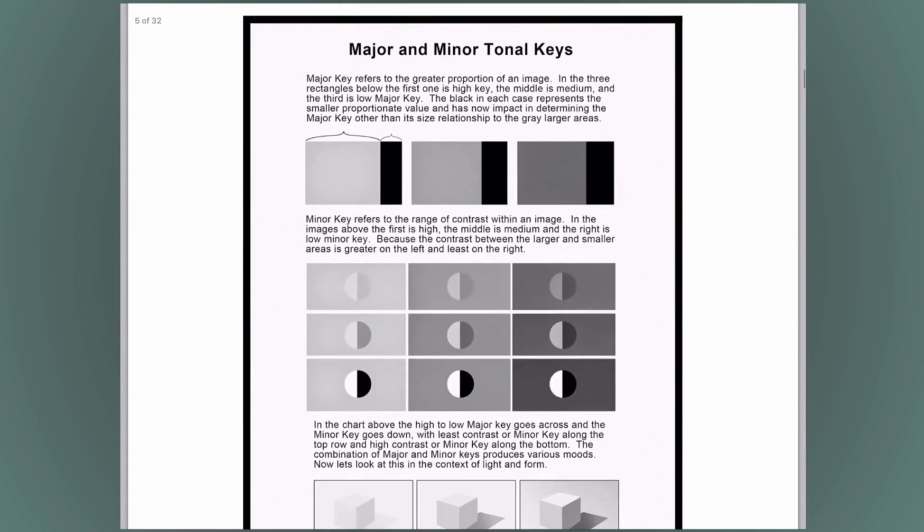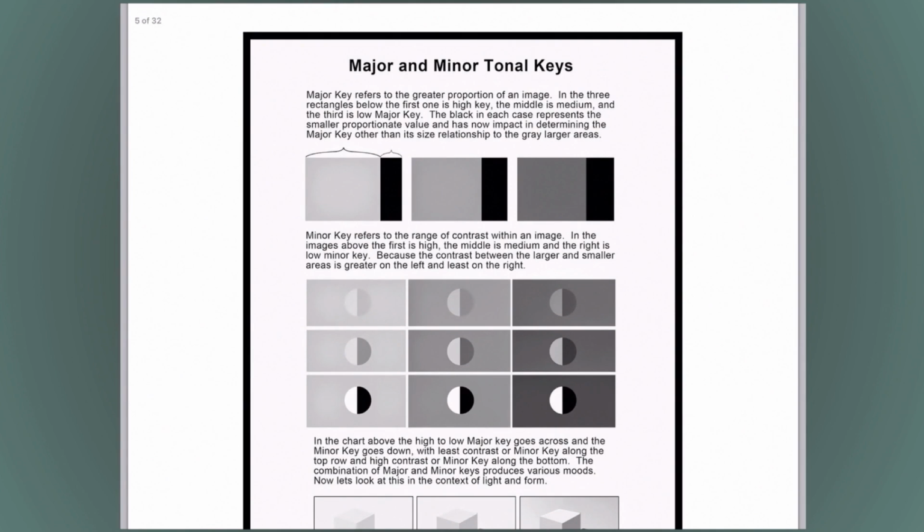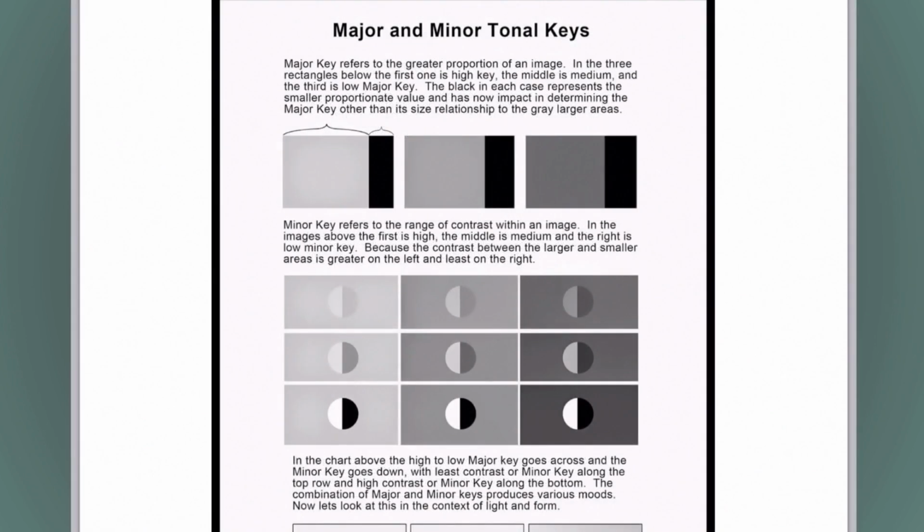Okay, here's how our major and minor tonal contrast can start to work. Okay, the images on the top up here. There's one that's mostly light, mostly medium, and mostly darker, right across the top. Okay, but the range or the minor key is high contrast on the one on the left. Okay, and it stays fairly high all the way through.